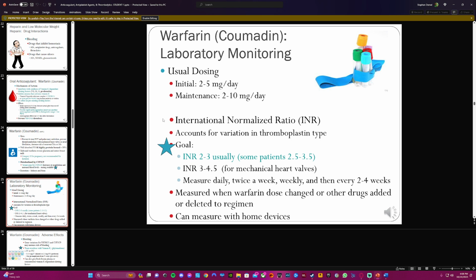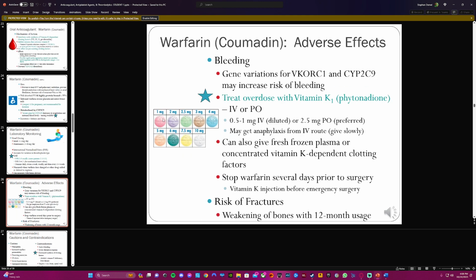You want to measure it daily, twice a week, weekly, and then every 2 to 4 weeks. It's measured when warfarin dose is changed or other drugs are added or deleted from the regimen. And you can measure this with home devices. The adverse effects of warfarin include bleeding; gene variations for VKORC1 and CYP2C9 may increase the risk of bleeding.